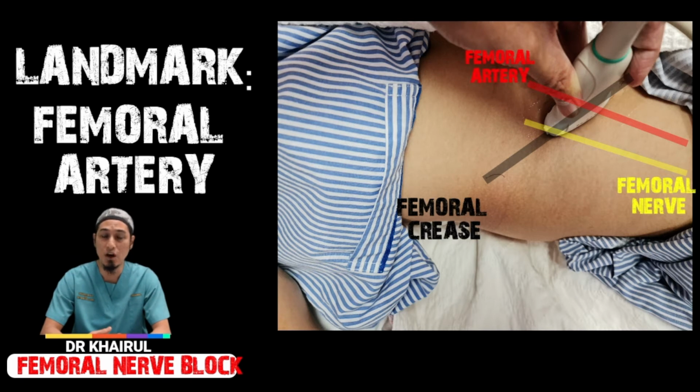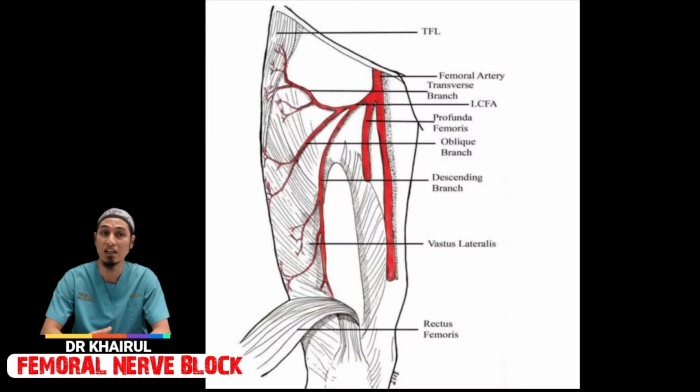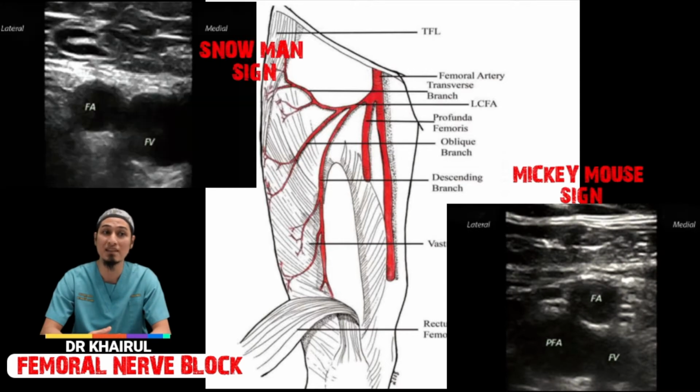To achieve optimum block, scan the femoral artery before it branches into profunda femoris artery. Two distinct arterial patterns will be seen to distinguish these two areas, Mickey Mouse and snowman signs. Mickey Mouse signifies a more distal area along its course, whereas snowman corresponds to a more proximal area along its course, which is superficial and amenable for block.